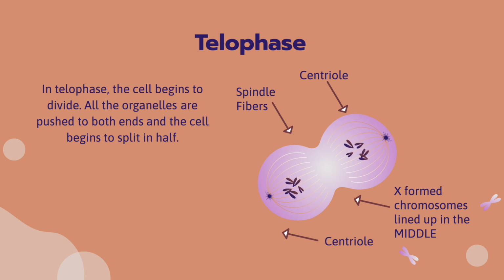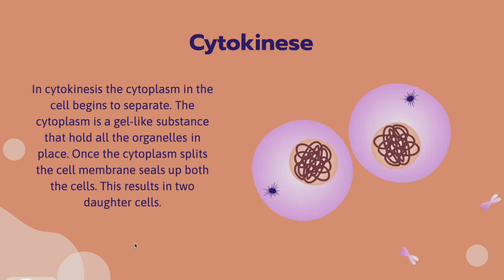Telophase. In telophase, the cell begins to divide. All the organelles are pushed to both ends, and the cell begins to split. This is the cytoplasm in the cell beginning to separate. The cytoplasm is a gel-like substance that holds all the organelles in place.